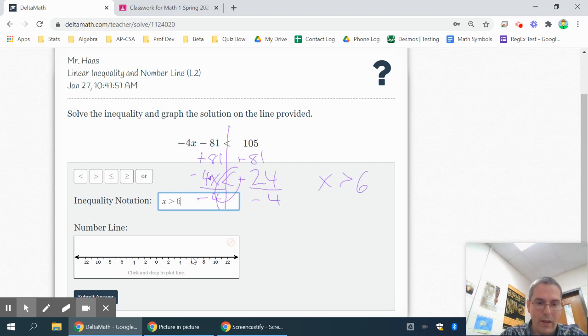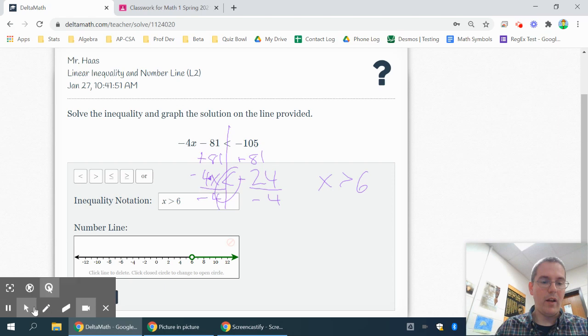Now, this is like what we did last week, where you click the point you want at 6 and pull it all the way to the arrow. And then to make that an open circle, you can click it and make it the open circle it needs to be, since it did not have an equal to. If that was a greater than or equal to, it would be a closed circle; just the greater than, an open circle. We might try another one of these.